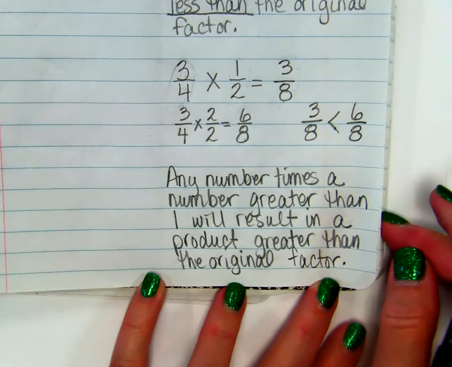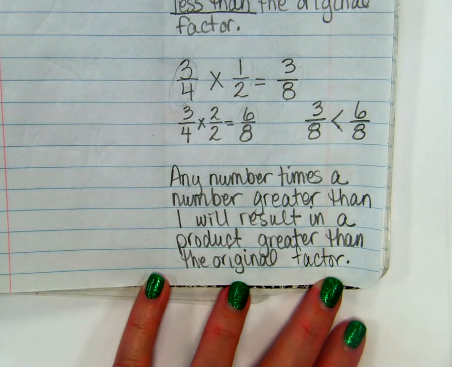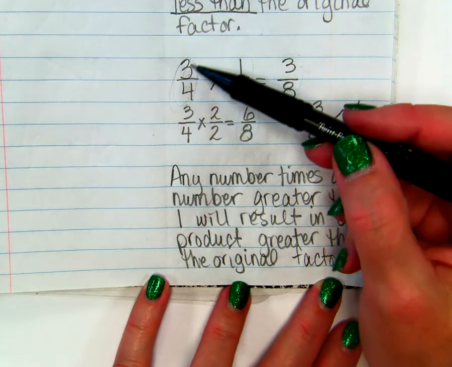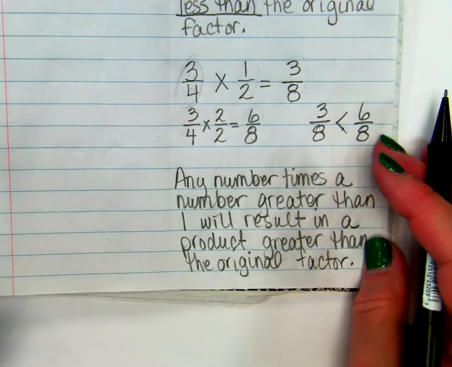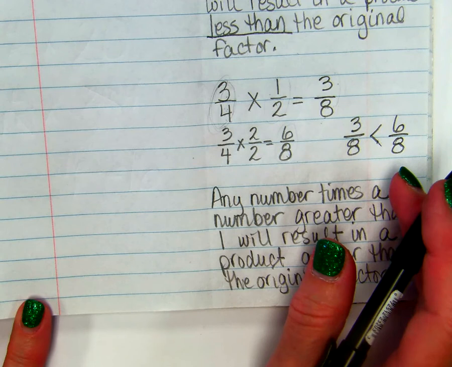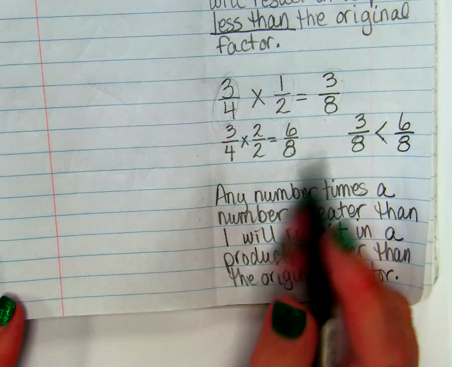Let's get that written down. Any number times a number greater than 1 will result in a product greater than the original factor. So let's go ahead and keep 3/4 as my original factor. Now I'm going to come over here. I think I can do this right here.